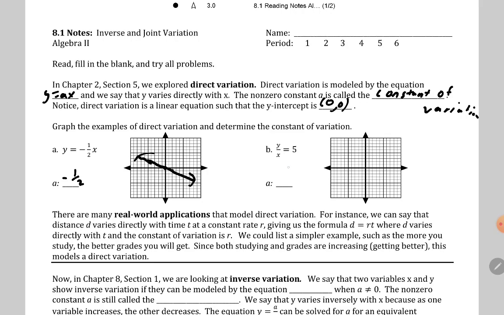So this one I have to change so it's in y equals ax form. So I'm just going to move x over by multiplying both sides by x. So I'll get y equals 5x. So my a value is 5. So back at 0, 0 again. Up 5 over 1, down 5, left 1.